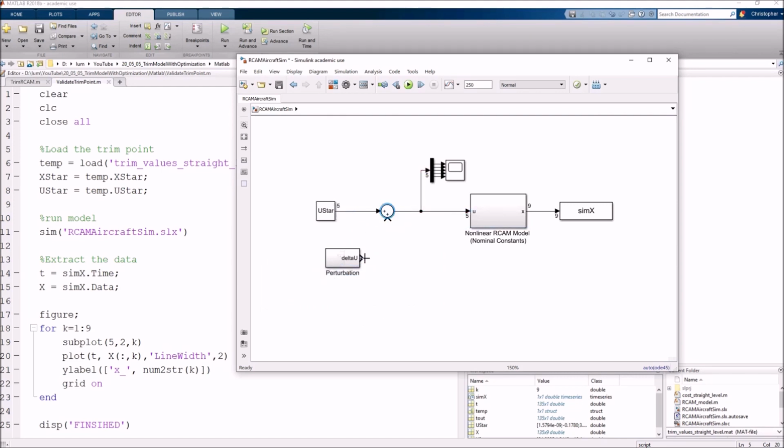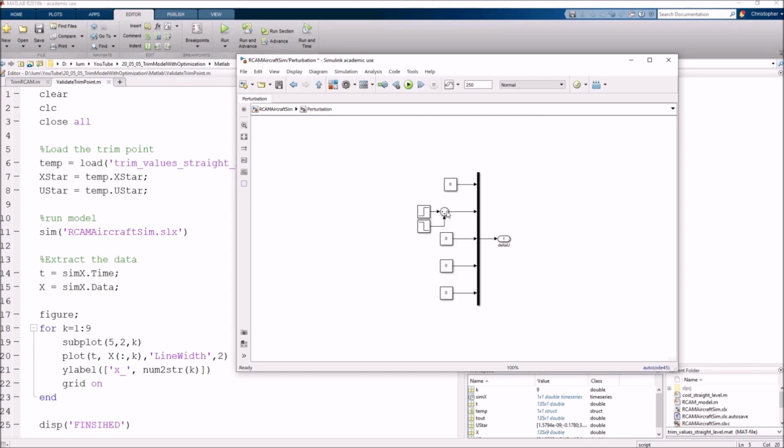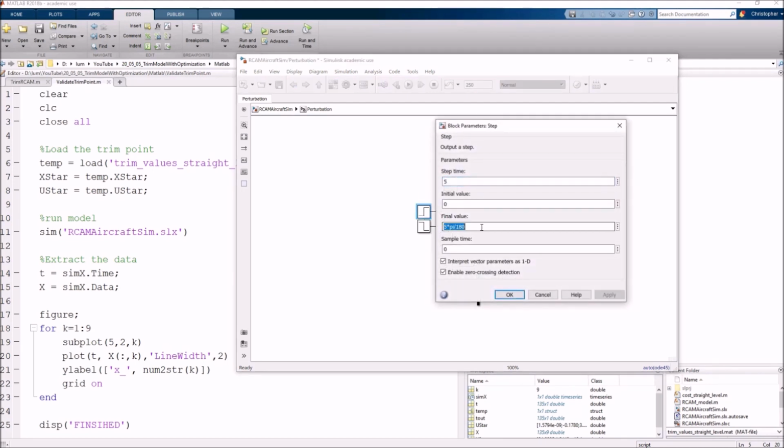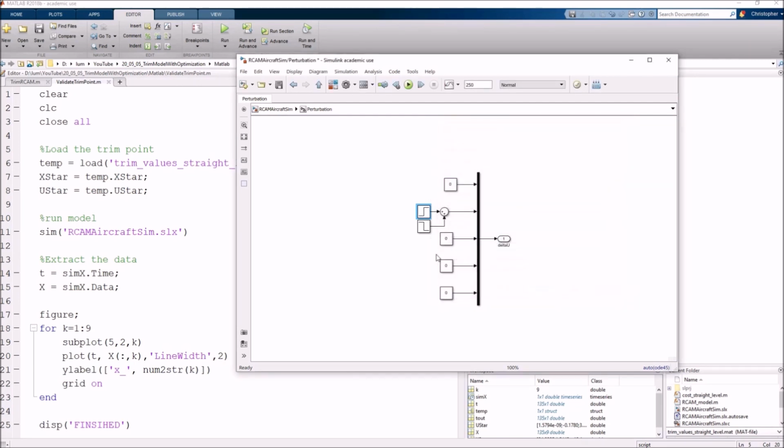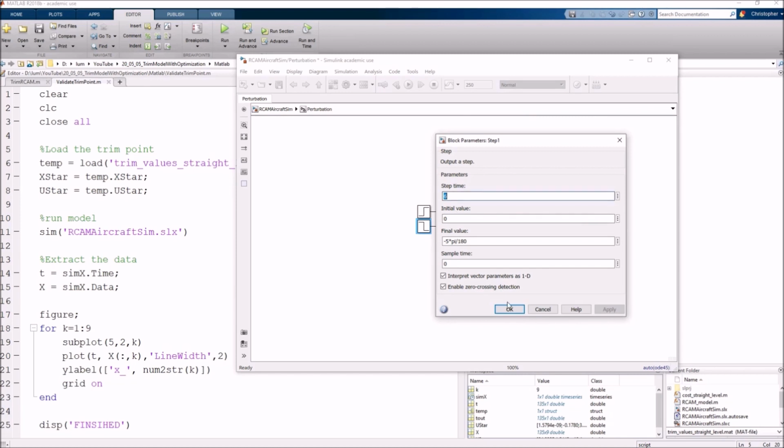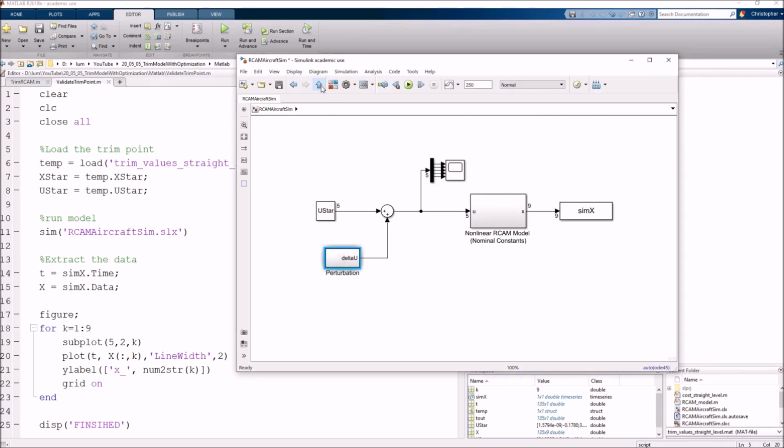So what this perturbation block does is, if we look underneath of it, all we're doing is perturbing, in this case giving it an elevator kick. I'm going to kick the elevator, or the tail surface, by 5 degrees, and we're going to do it for, looks like, 1 second. So if we go ahead and run this, let me save the model.